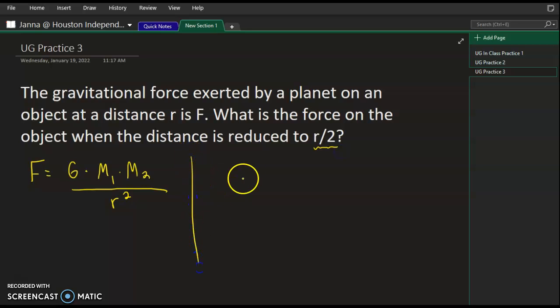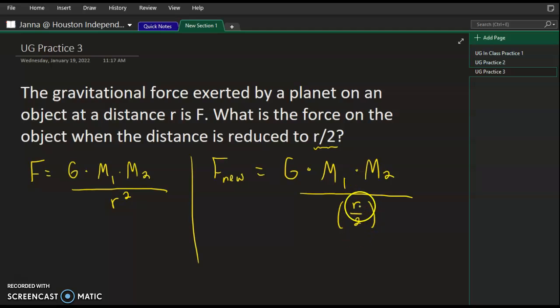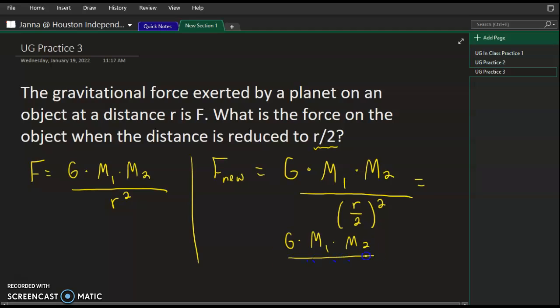Well, let's see. I'm going to call this our new force. It's still the same value for G. It's still the same value for M1 and M2. M1 can be the object and M2 can be the planet. But now we've halved the distance between them. So notice how I have r over 2 in parentheses and I square that. This becomes G times M1 times M2 divided by r squared over 2 squared, which is 4.